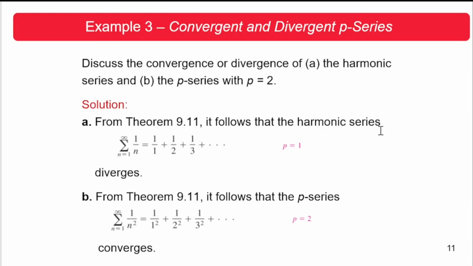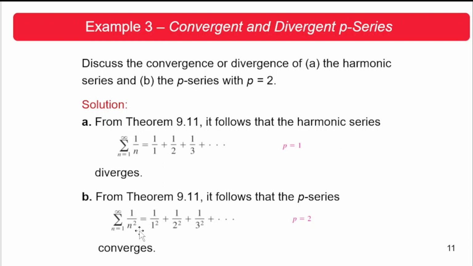For example, suppose we are asked to discuss the convergence or divergence of letter A, the harmonic series, and letter B, the p-series with p equals 2. For letter A, given this p-series of this form, 1 over n, where n is from 1 to infinity, as you can see, the value of p here is 1. If you can recall, a p-series with p greater than 0 but less than or equal to 1 is a divergent series. And the harmonic series is always a diverging series.